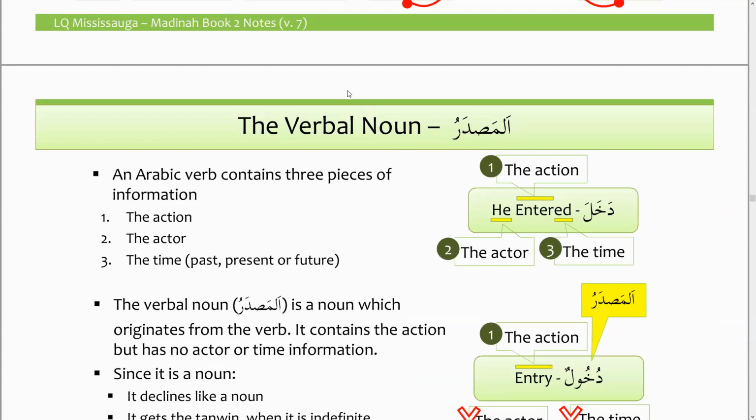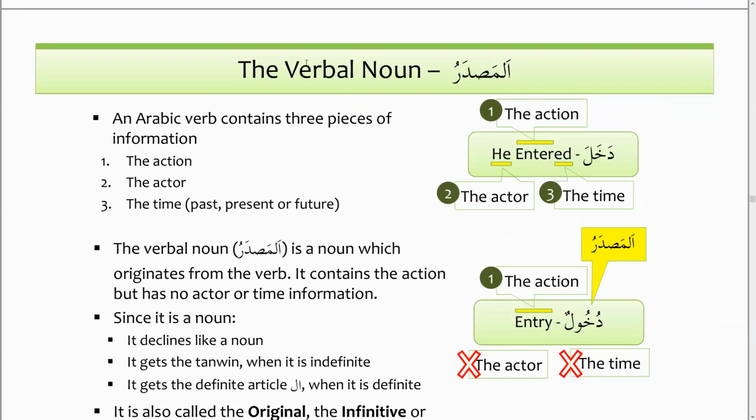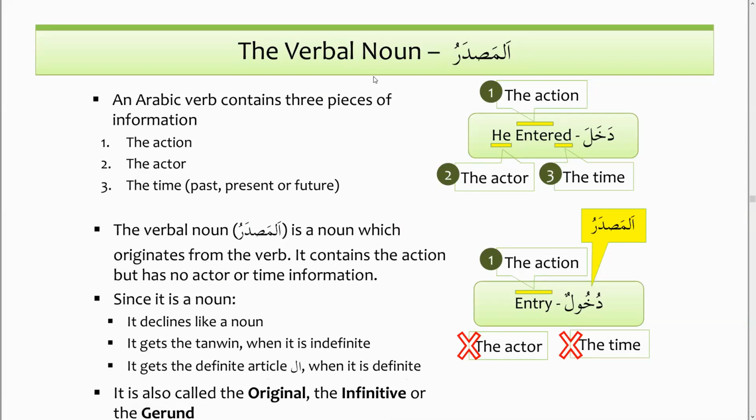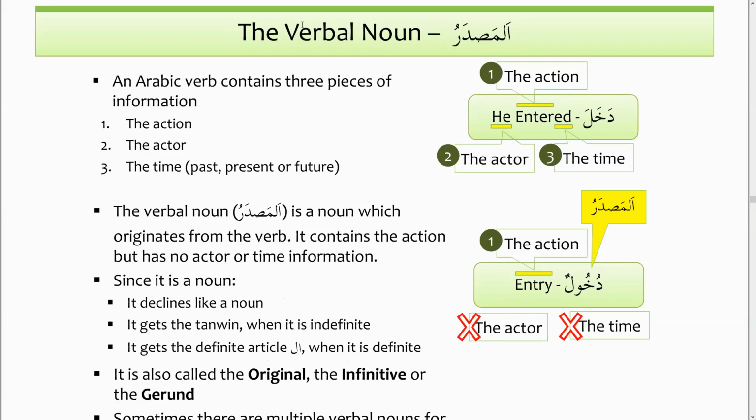Masdar is called the verbal noun. Verbal noun. And any verb, this is called masdar. That means the source. So we believe that all the verbs came out of the word masdar, the verbal noun, right? So any verb has 3 things, right? An Arabic verb consists of 3 pieces of information: the action, the actor, and the time, right?